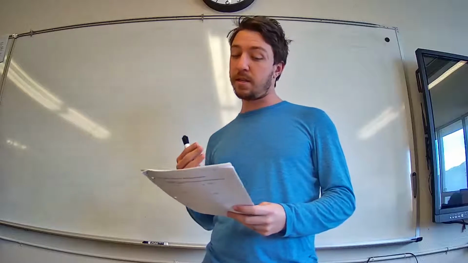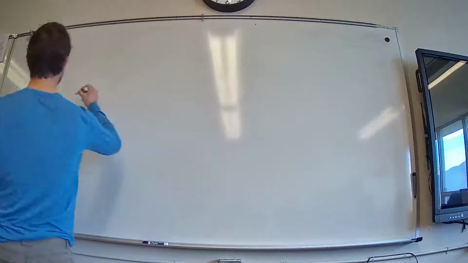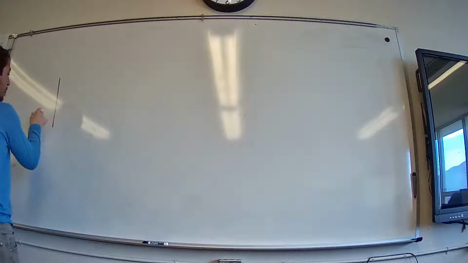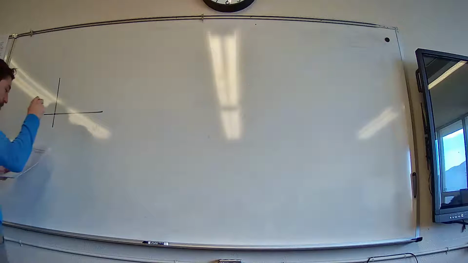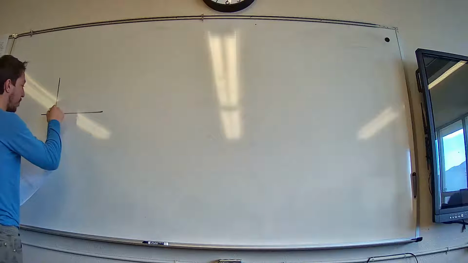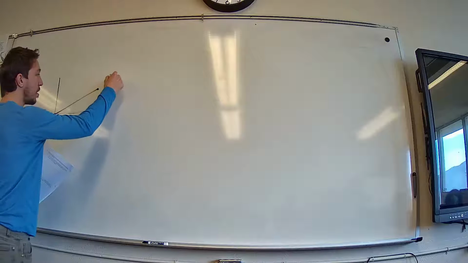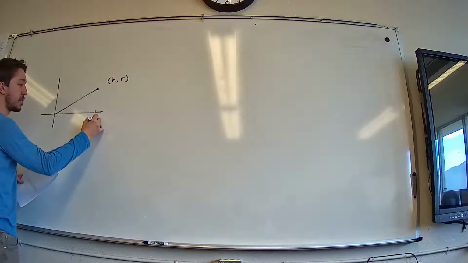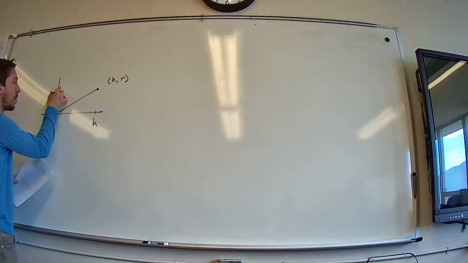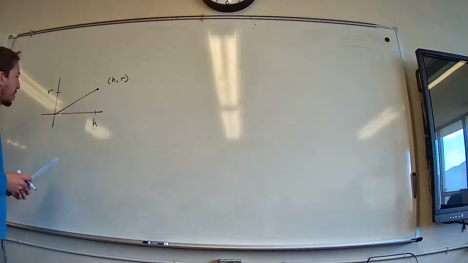So the first one on 26 says take a segment which starts at the origin. Here's the origin. And it ends at the point (h, r). So this is the point (h, r), which means this x value is h and the y value is r. Any questions yet? Hopefully not. Pretty easy so far.